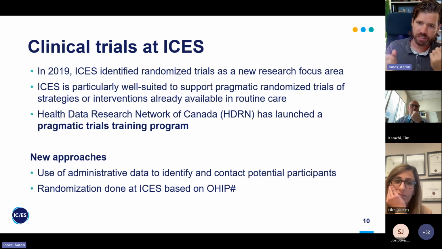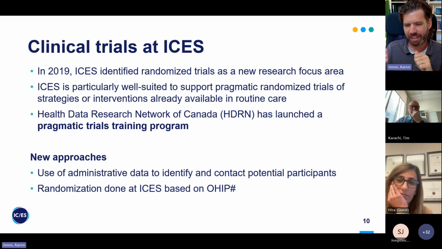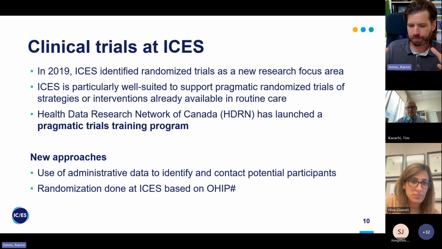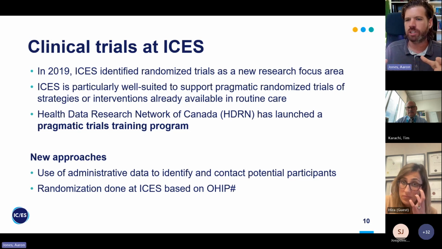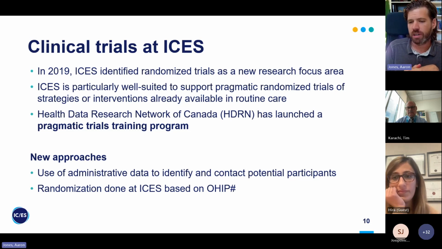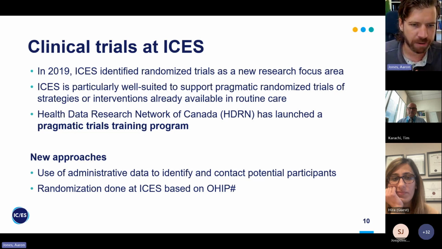Getting your data into ICES is relatively easy, but if you wanted to take the data out, that would be more problematic. And notably, ICES only has data on individuals in Ontario, so if you're doing a multi-jurisdictional study, it's a bit more problematic as well. But I want to note the Health Data Research Network of Canada, an organization put together to support multi-jurisdictional research within Canada. They have a pragmatic trials training program to support investigators as well as senior staff members who are trying to do pragmatic trials multi-jurisdictionally. It's a really interesting training program that you can apply to and get some intensive training.